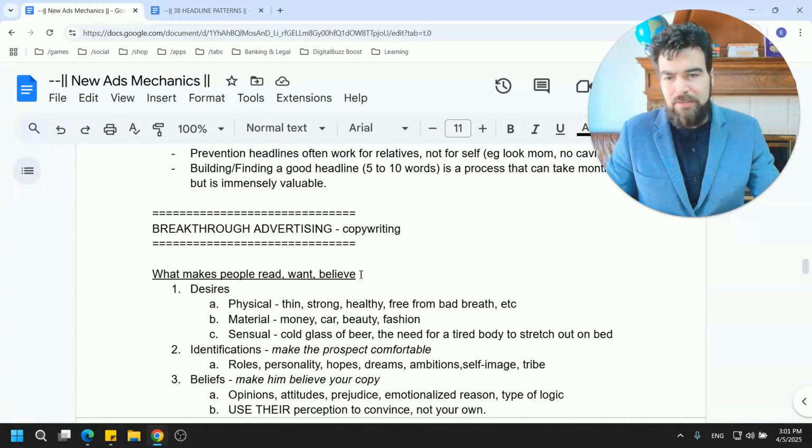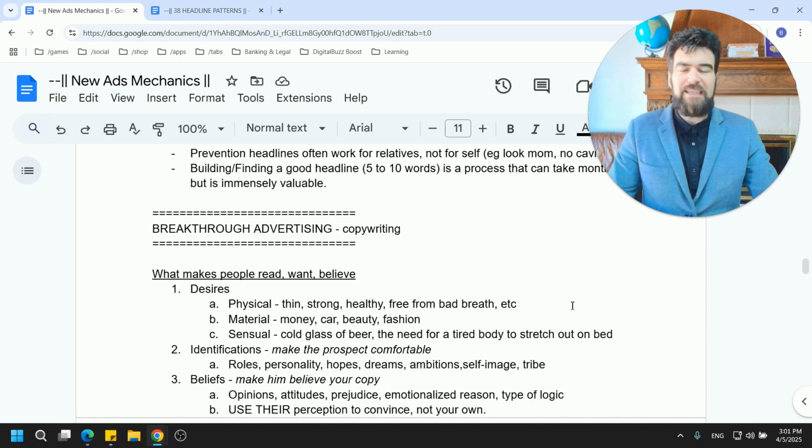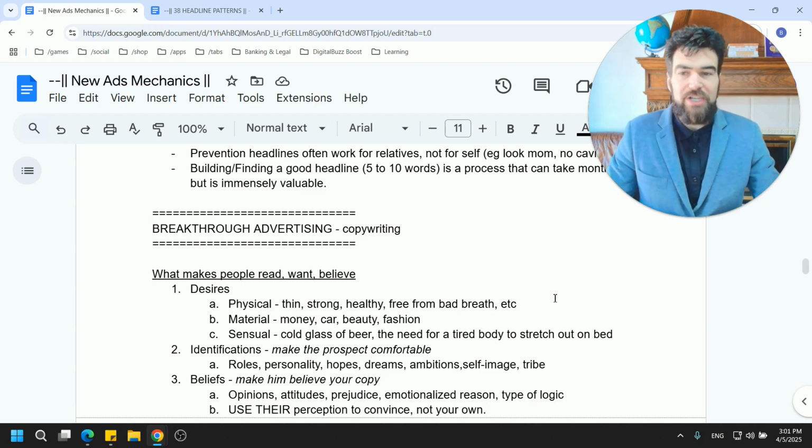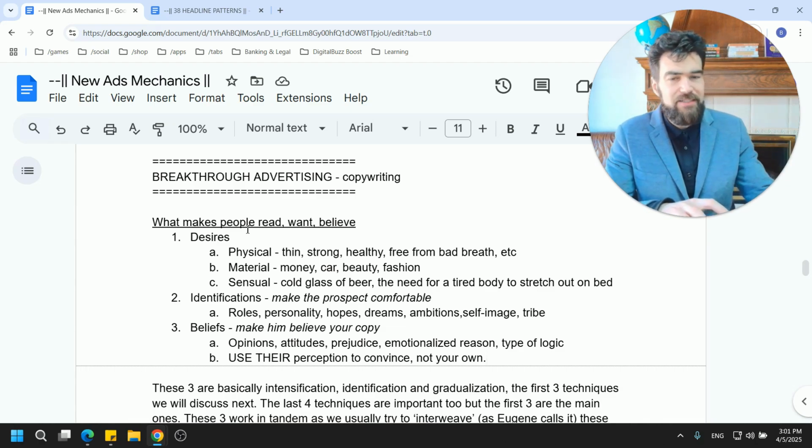And that's kind of what I want to say there. For the copywriting, that's the second part of the book. This is where Eugene shares 7 breakthrough techniques. This is where we have the 3 most important ones, for desire, which are intensification, intensifying desire.